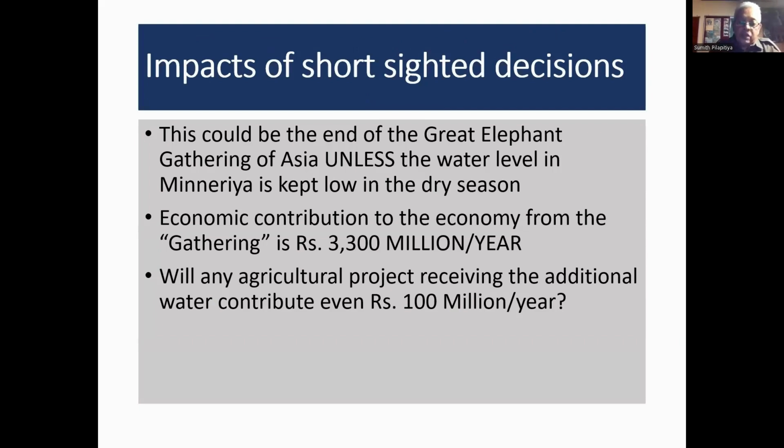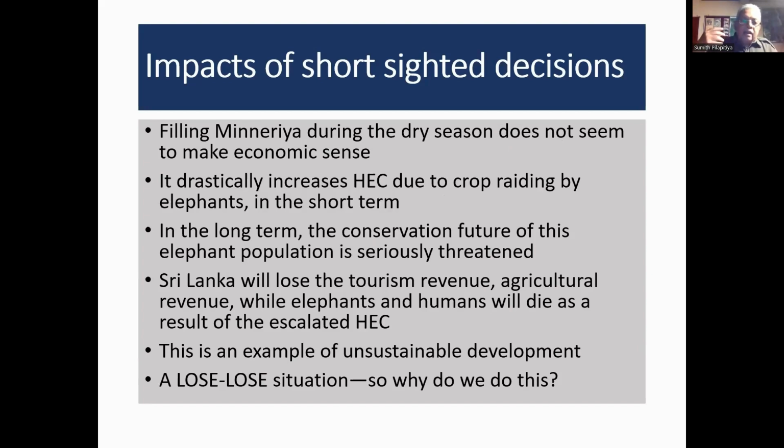The economic contribution to the economy from the gathering is, like I said, 3,000 million rupees a year. Even if you did agriculture, the additional agriculture that would have been done by this water will not even contribute 100 million rupees a year to the national economy. So from a conservation side, this is a lose-lose situation, right? It creates problems from every side. Filling Min area during the dry season doesn't seem to make economic sense.